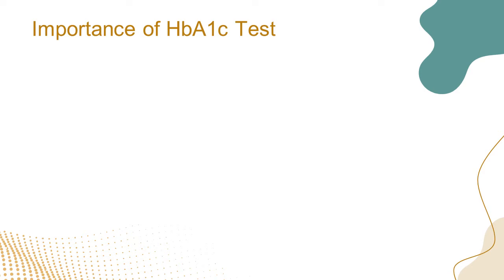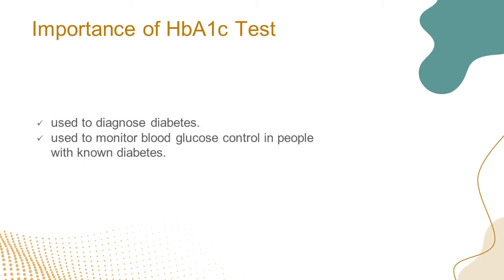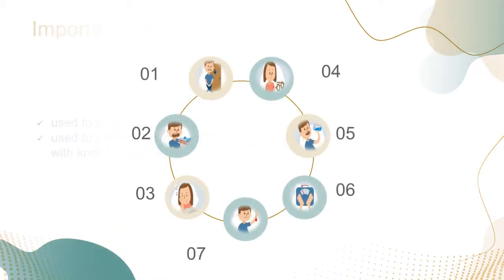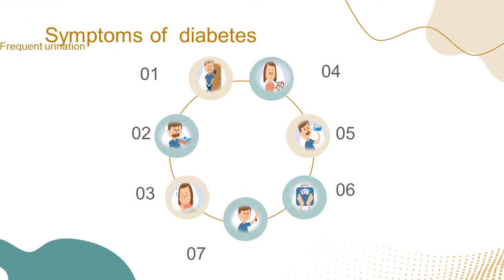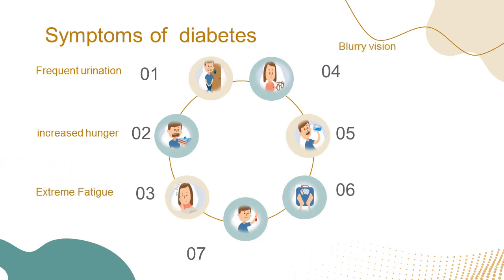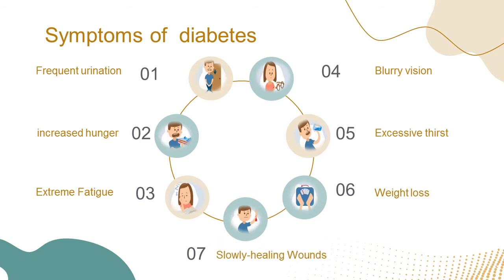Importance of the hemoglobin A1c test: used to diagnose diabetes and used to monitor blood glucose control in people with known diabetes. The symptoms of diabetes: 1. Frequent urination. 2. Increased hunger. 3. Extreme fatigue. 4. Blurred vision. 5. Excessive thirst. 6. Weight loss. 7. Slow healing wounds.